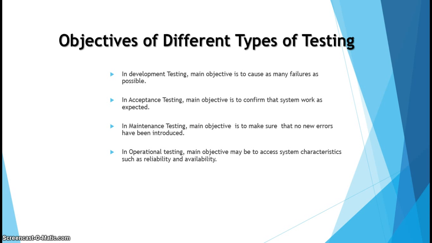Now let us go to the main objectives of the different types of testing. In development testing, the main objective is to cause as many failures as possible. In acceptance testing, the main objective is to confirm the system works as expected as per the functional requirements which were defined in the initial stages of the project. In maintenance, your main objective is to ensure that no new errors have been introduced.